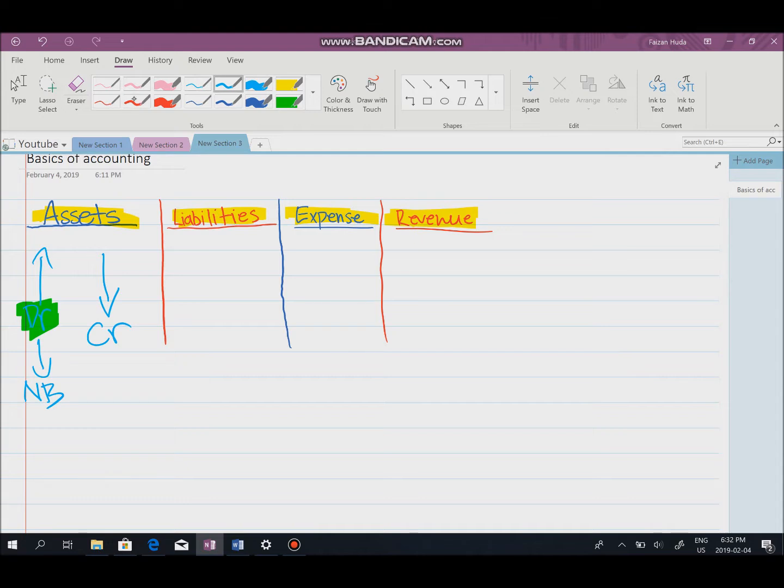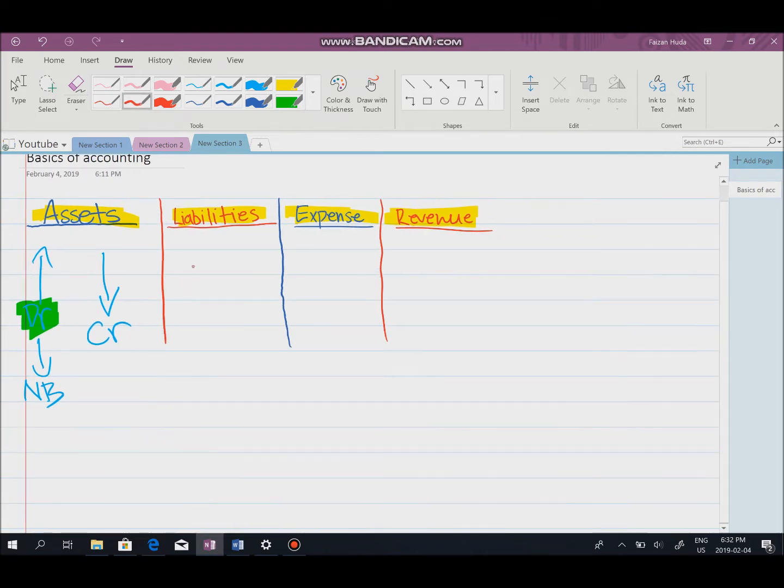Next, moving on to liabilities. To increase our liabilities, you will credit them. But to decrease our liabilities, you'll debit them. And our normal balance for liabilities would be credit, CR.